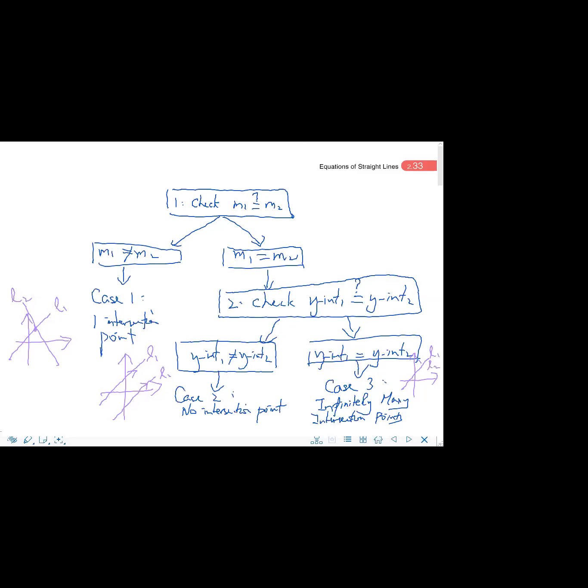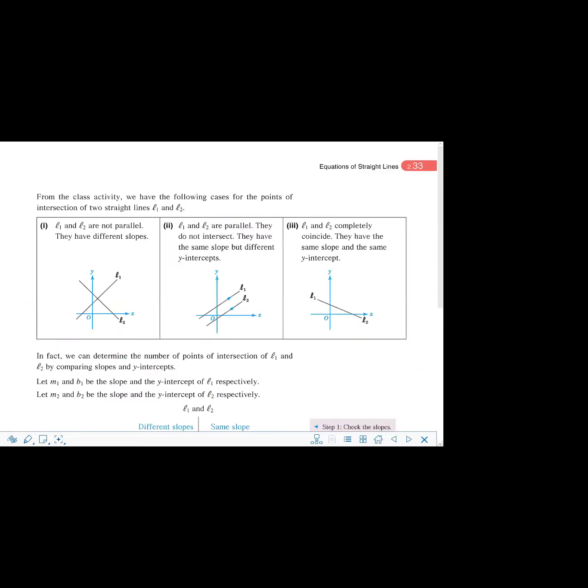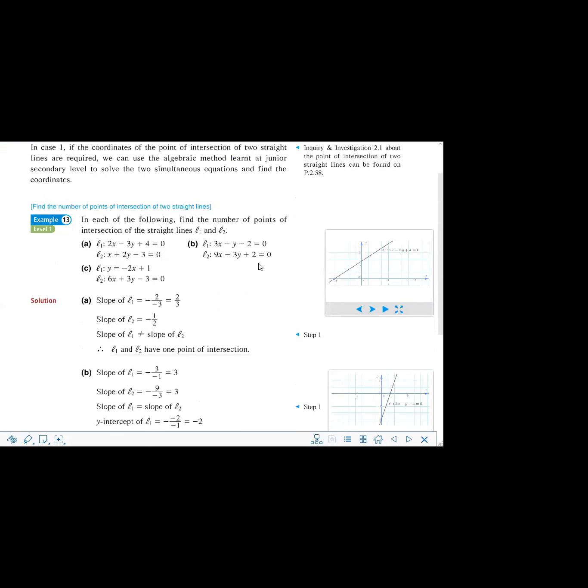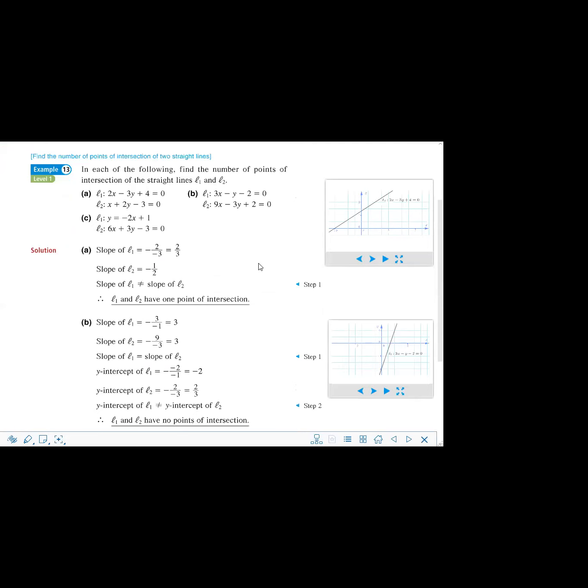Case 3. All right. So now I would like to do some exercise. How will they ask you? Here it is. Let's go to the next page. Example number 13. In each of the following, find the number of points of intersection of the straight lines L1 and L2. So we need to find out how many intersection points there are between L1 and L2.